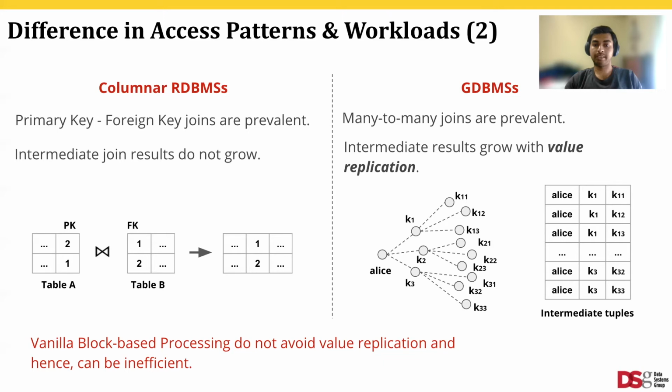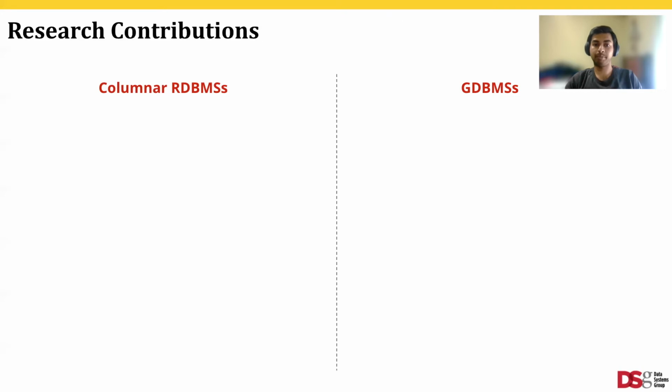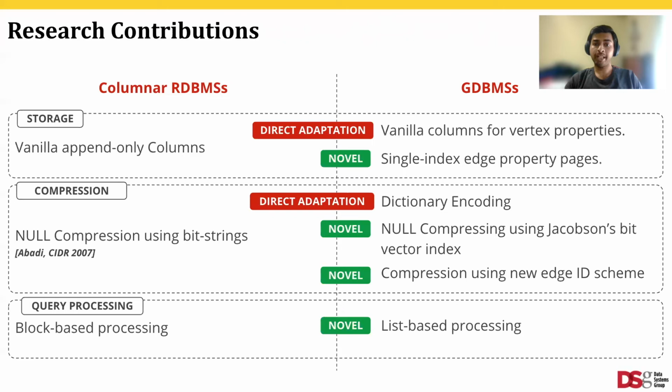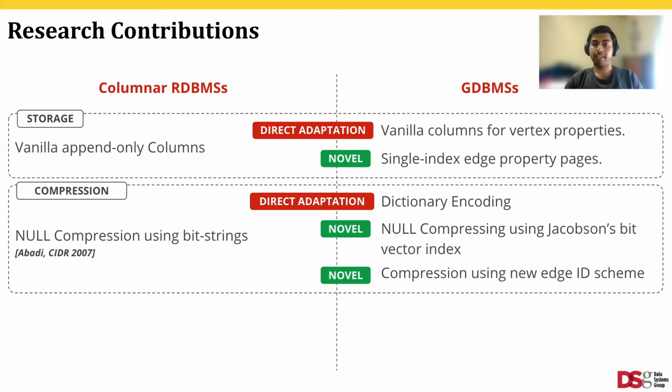I'll limit the differences here and next move on to the contribution of the paper. Columnar techniques cannot always be directly applied and hence require redesigning to suit our requirements. Our work studies these requirements and proposes new designs across storage, compression, and query processing. We identify techniques that are directly applicable, for example, vanilla columns for vertex properties and dictionary encoding compression, where direct application is not feasible.